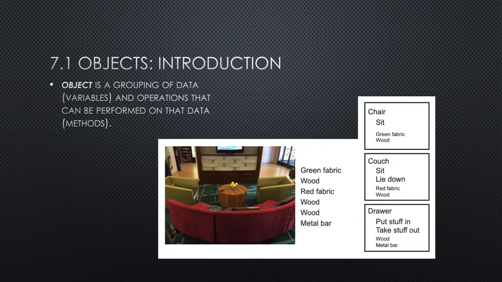So in 7.1, we will talk about objects. Basically, an object is a grouping of data, according to the slides: variables and operations that can be performed on that data, called methods.